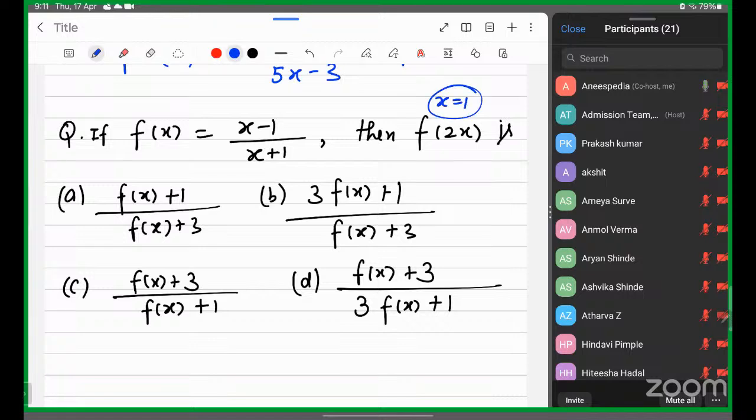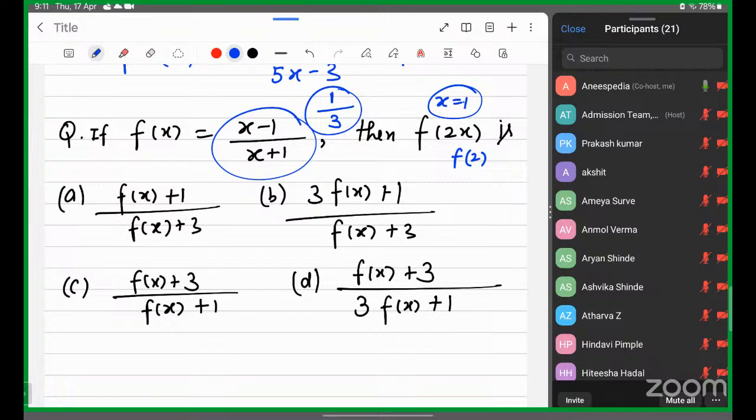So if you take x as 1 and put it here, this will be f of 2. And f of 2 from here will be 2 minus 1 by 2 plus 1, that is 1 by 3. So f of 2 is 1 by 3. Now I will put the value of x equals 1 into the options, and I will try to understand which option will give me the same answer as 1 by 3.